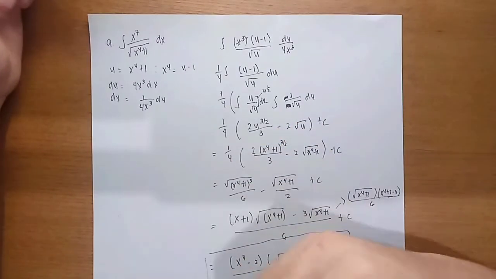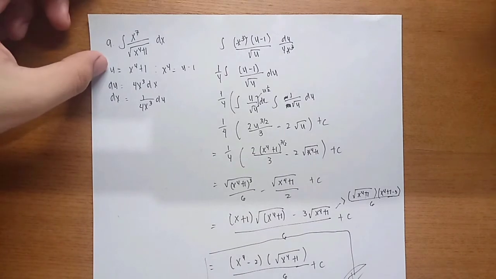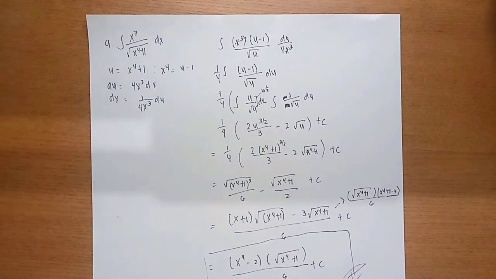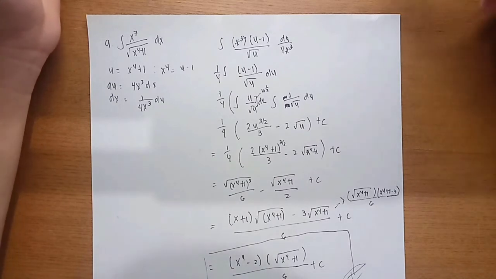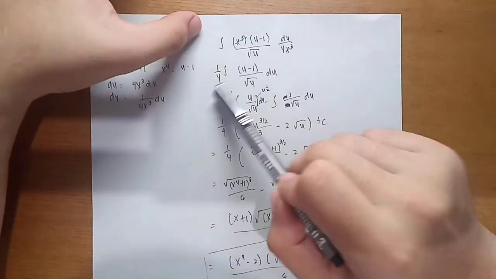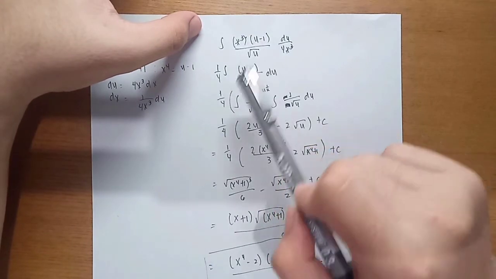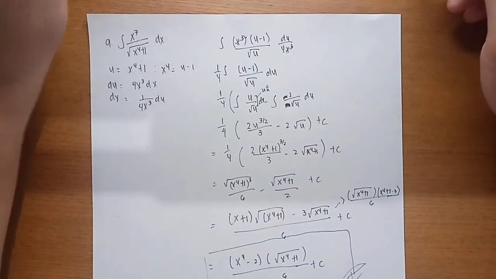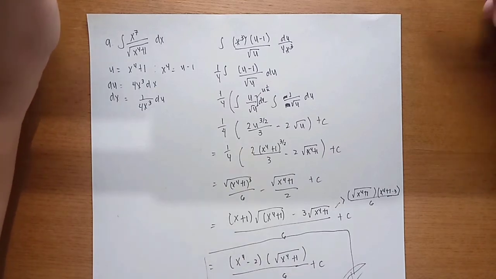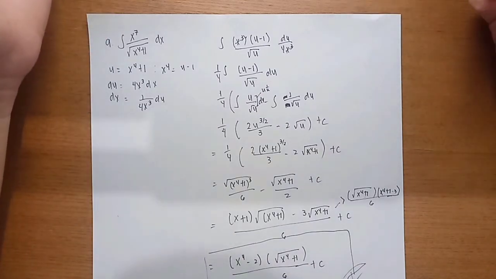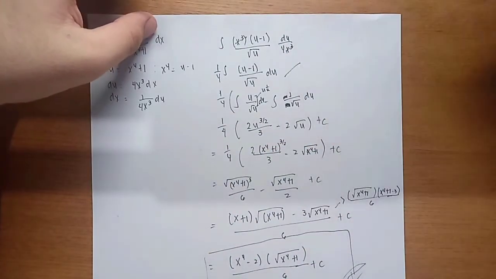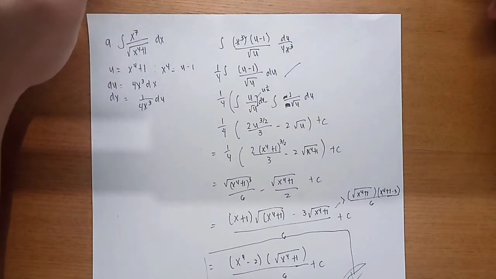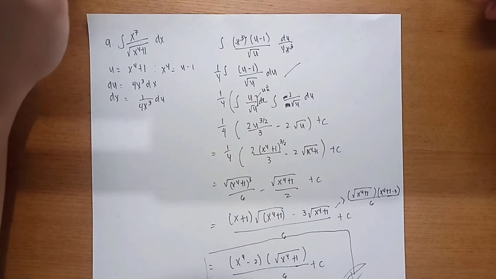And x raised to 4 is equal to u minus 1, as we base on this equation, which is u is equal to x raised to 4 plus 1. So now applying it by substitution, we now have the equation, the integral of x cubed times u minus 1 all over square root of u du all over 4x cubed. We can now cancel out x cubed, and we will have the equation 1 all over 4 integral of u minus 1 all over square root of u du.